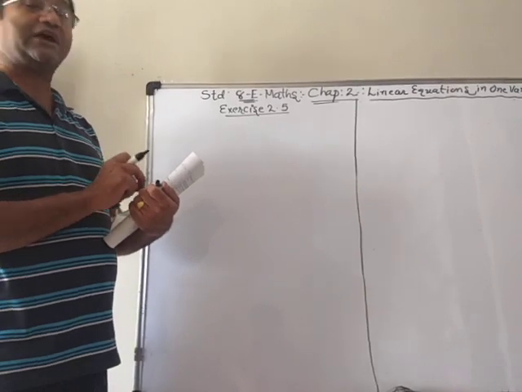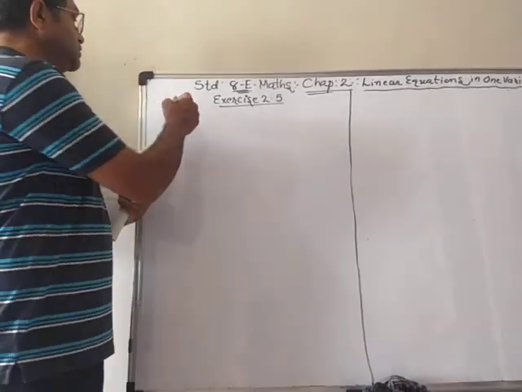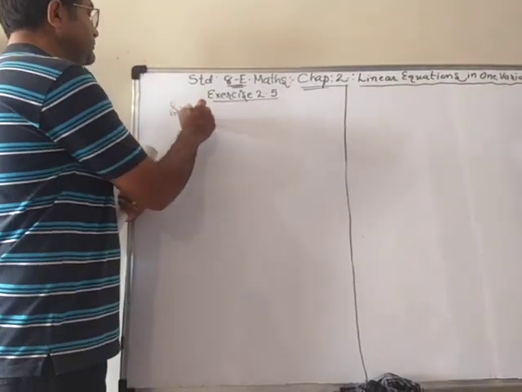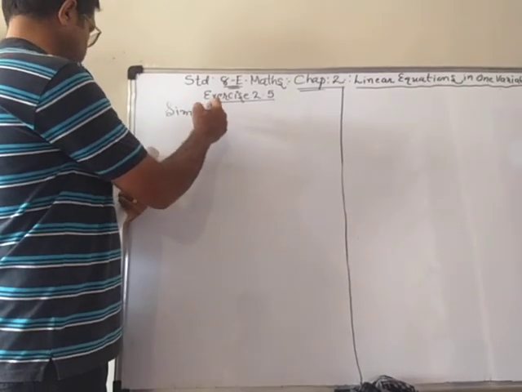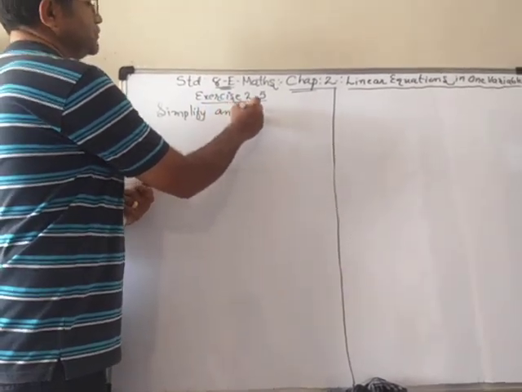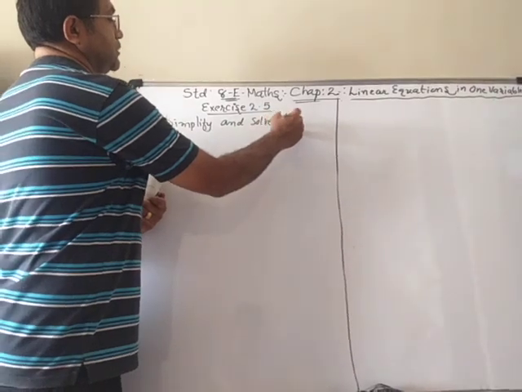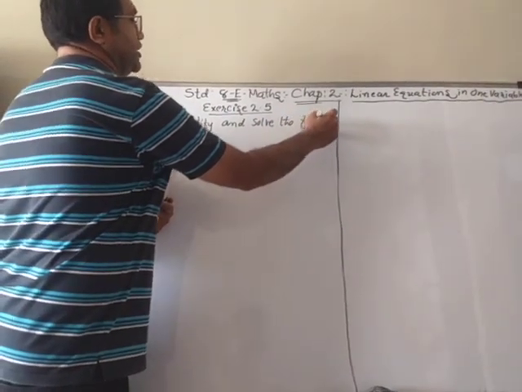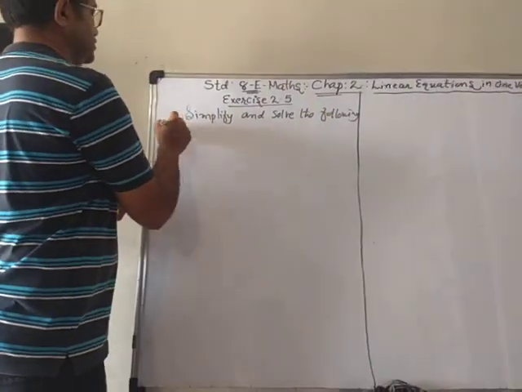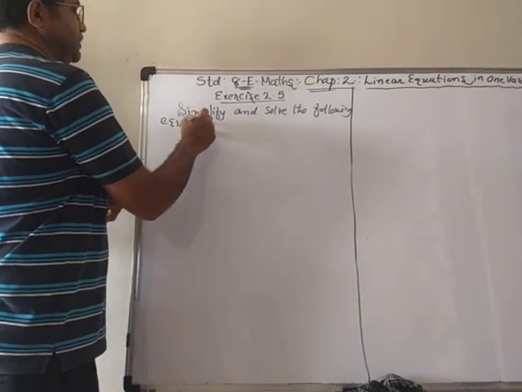Now from 7 to 10 there is a common instruction: simplify and solve the following equations. So we will take them one by one.